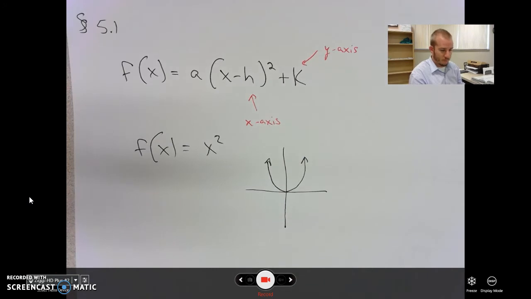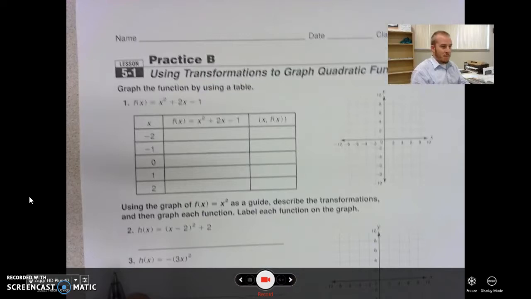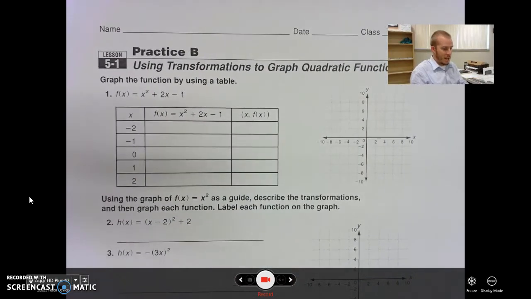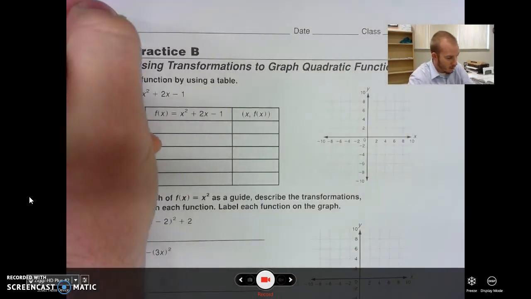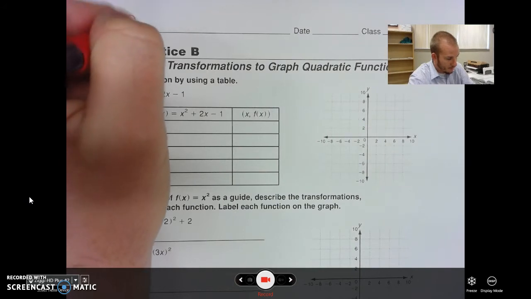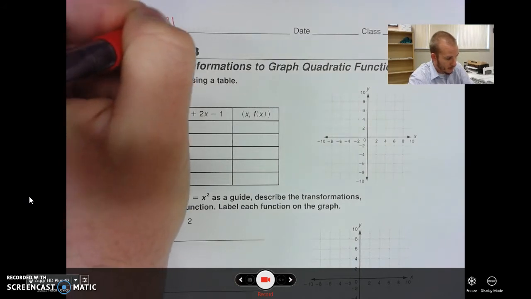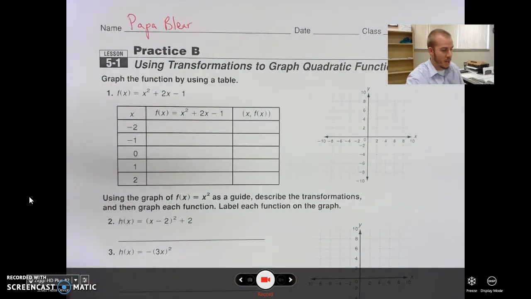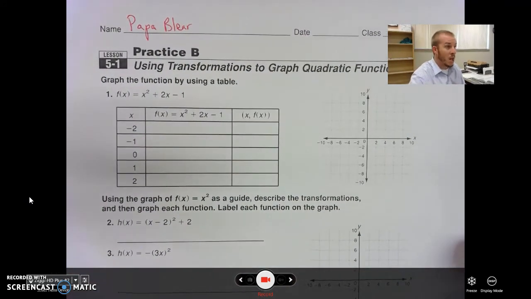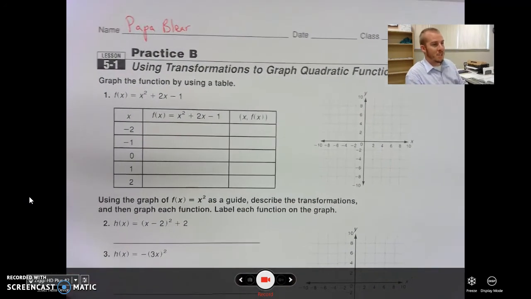Okay? So let's answer a couple questions like this. This is something that I took off the online book, and name. Let's put your name there. Let's go with Papa Blair. That's me, right? And I'll spell it weird like that. Today's date in class, blah, blah, blah. Graph the function by using a table.